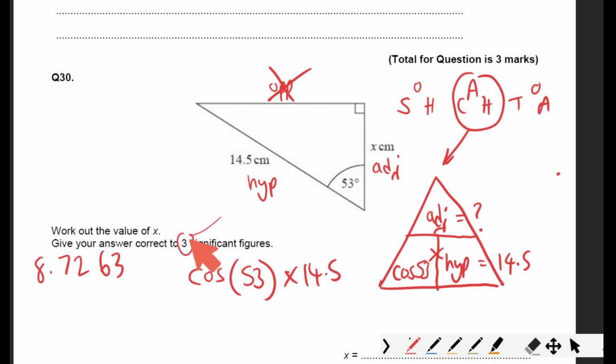So I'll look at not the third one, the fourth one, the one after that. First, second, third, fourth. I asked myself the question, is that 5 or more? Yes, it is. So the third digit rounds up. The 2 becomes a 3 and everything else stays the same. 8.73 is the answer.